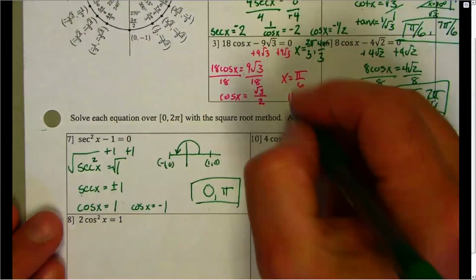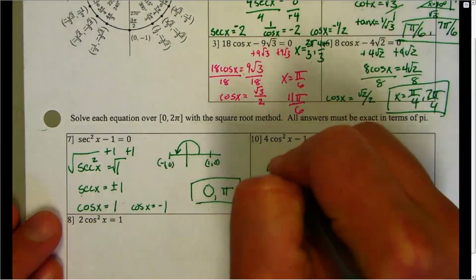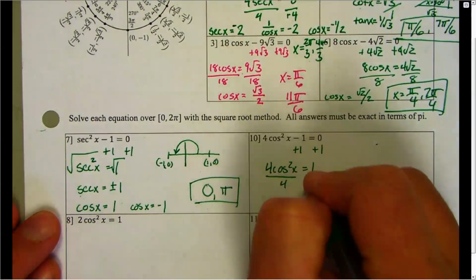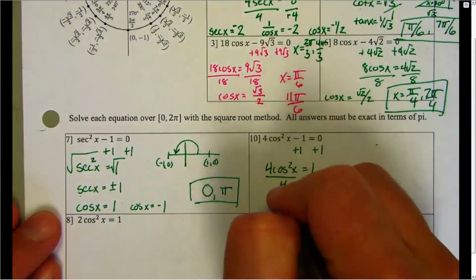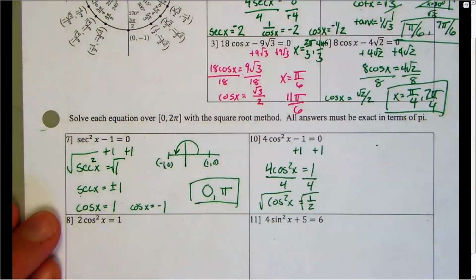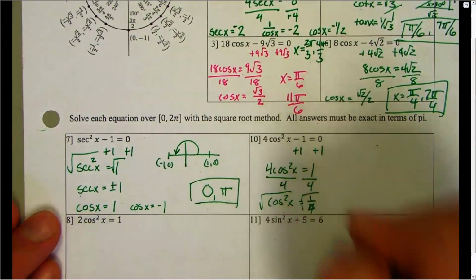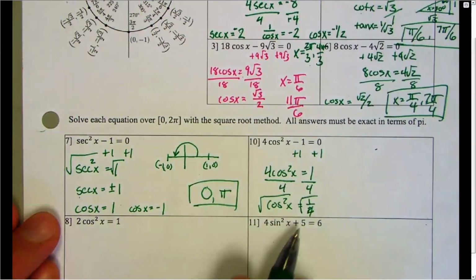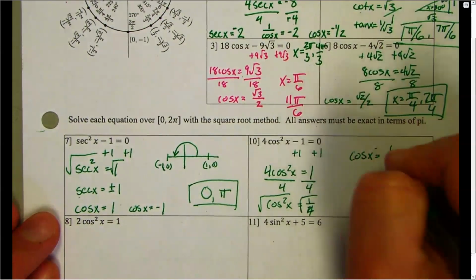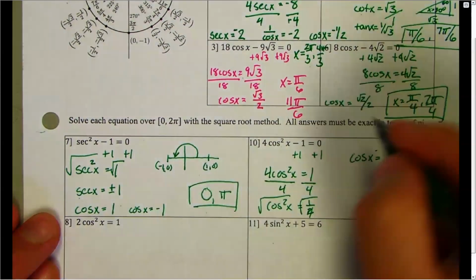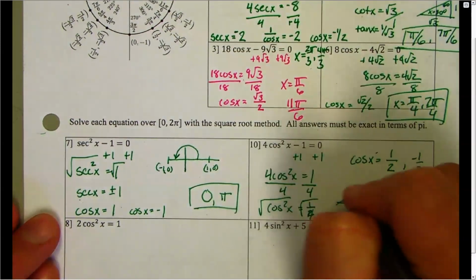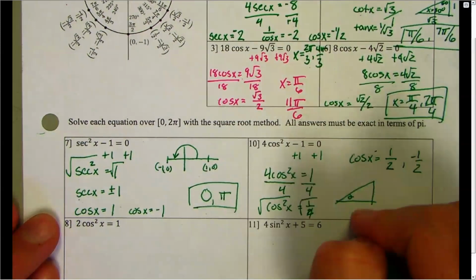Question 10, let's remove a subtracted 1 by adding 1 to both sides. Let's remove a multiplied 4 with division. And let's remove a squared with square root. Oops, I already put the answer there by accident. The square root of 1/4 is the square root of 1 divided by the square root of 4. It is also -1/2. So we're thinking of an angle whose adjacent is 1/2.